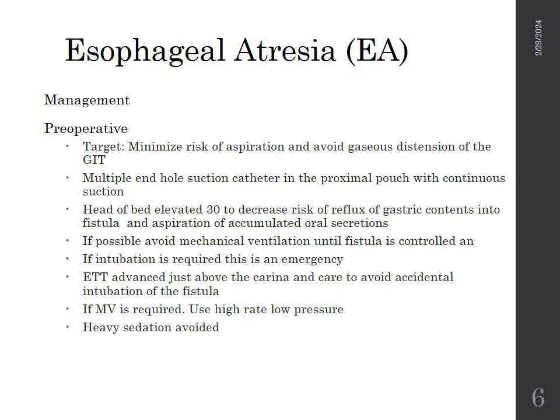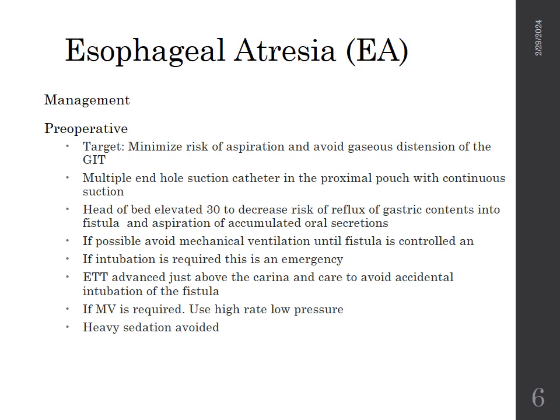How do we perform? The first thing we need to do is a multiple end-hole suction catheter. It's introduced in the proximal pouch with continuous suction. This will help remove the accumulated secretion. The head of the mattress is elevated 30 degrees. This decreases the risk of reflux of the gastric contents into the fistula and the aspiration of accumulated oral secretions.